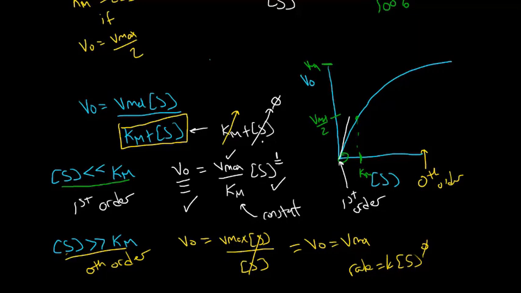In the next video, we're going to explore Michaelis-Menten kinetics a little bit more. We're going to take these two terms, Vmax and Km, and convert them into something that's truly useful for comparison with other enzymes.